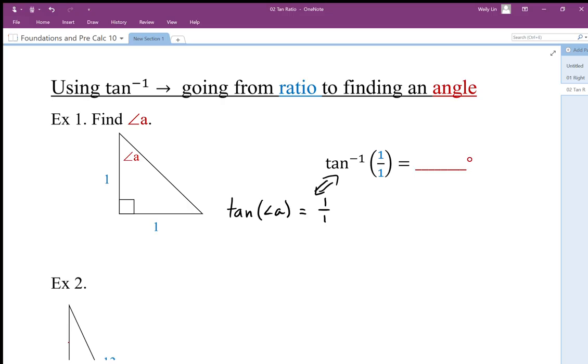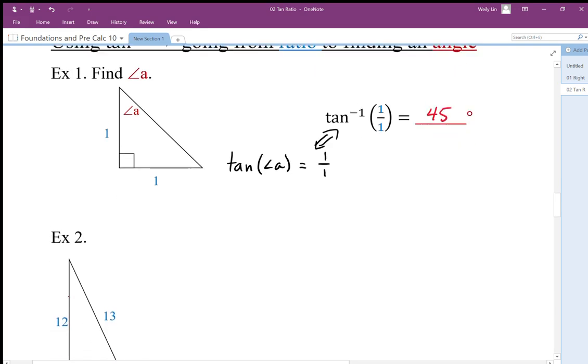We're familiar with this shape. We know if it has a ratio of 1 to 1, that angle is 45 degrees. But we're going to check this. So on my calculator, I go arctan, or inverse tan of 1. And the output is what I expected. It is 45 degrees. My calculator is giving me the right angle.